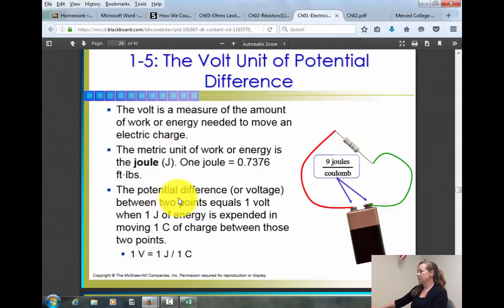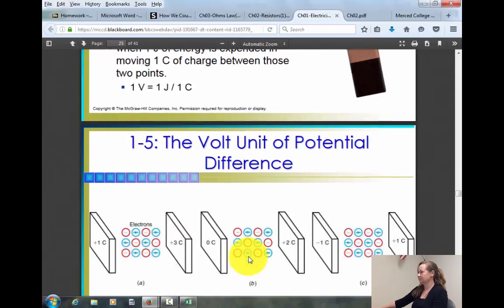The metric unit of work or energy is called a joule. Okay, and they say 1 joule is equal to 0.7376 foot-pounds. We don't really get into joules in here.